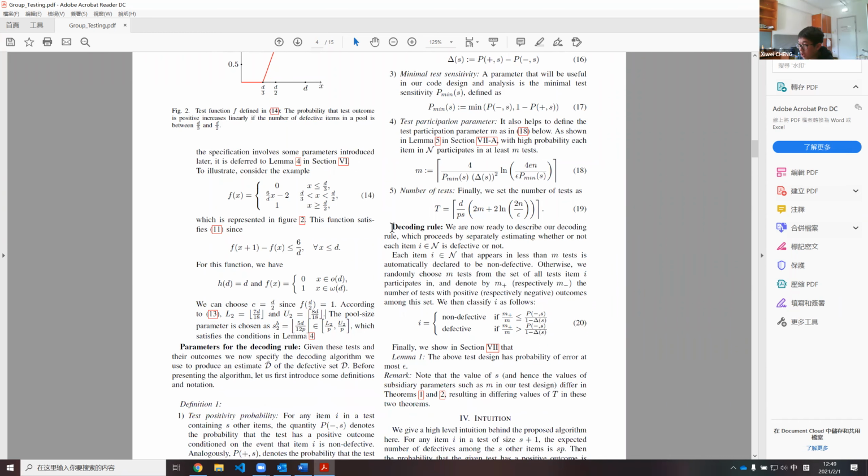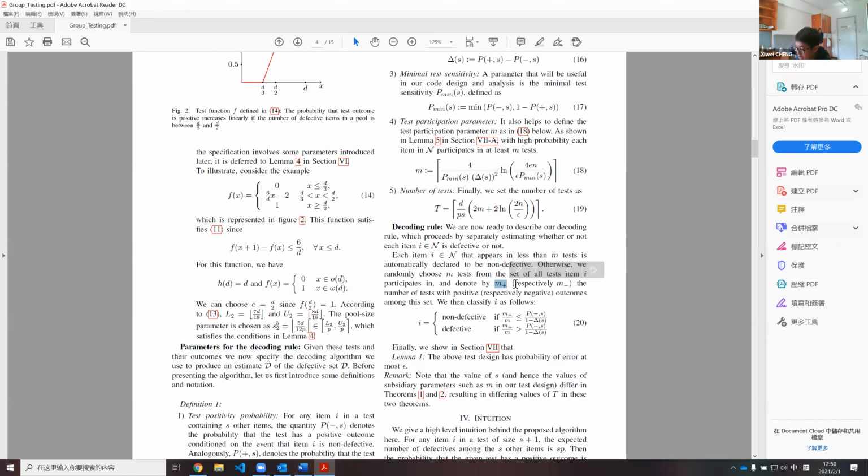Now let's go to the decoding part. We first say that each item should be involved in at least m tests with high probability. Otherwise, it will be directly identified as non-defective. And for the items that take at least m tests, we will randomly choose m tests from all and count the positive ones in the m tests, denoted by m plus.